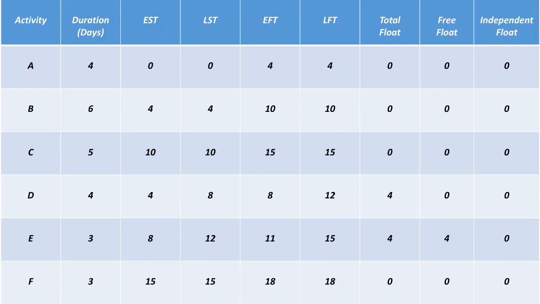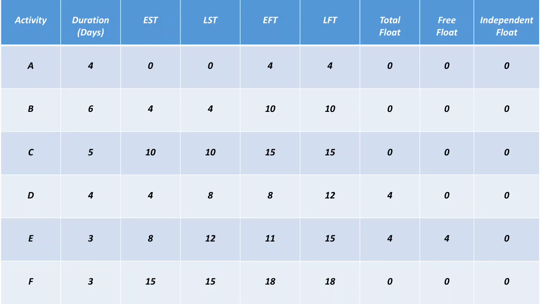Now I am finding LST, latest start time. So latest start time equals latest finish time minus duration of that activity. So for activity A, 4 minus 4 equals 0. For activity B, 10 minus 6 equals 4.